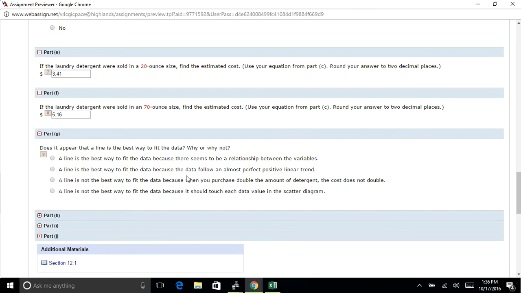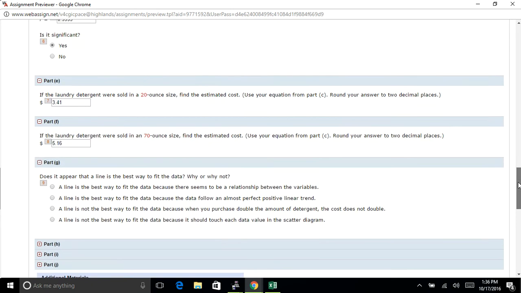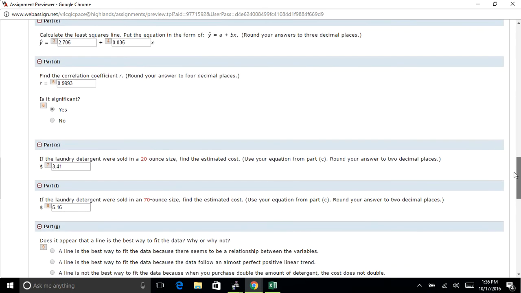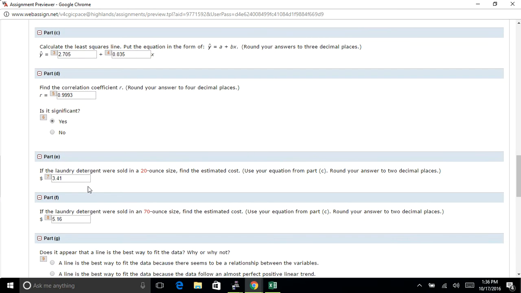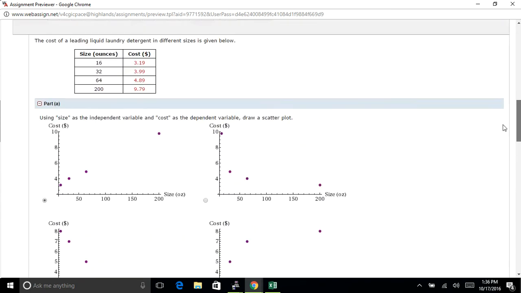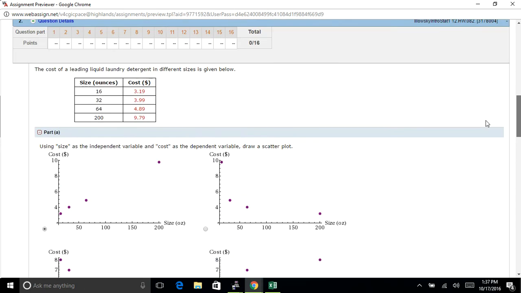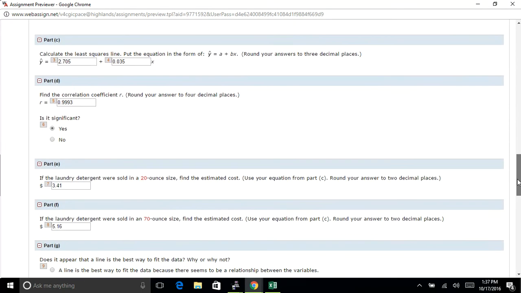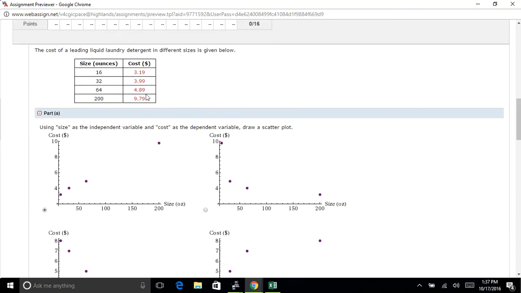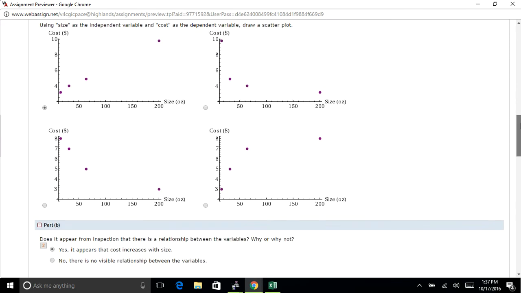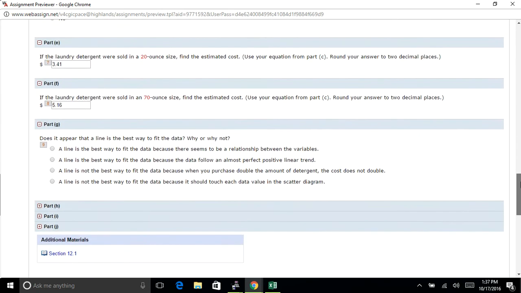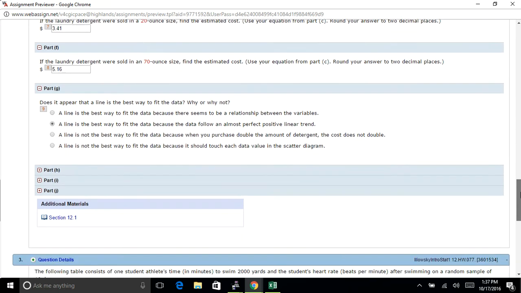Does it appear that there's a line of best fit? Well, yeah, we're seeing that because if you look up here, as the sizes increase, let's look at that 20 ounce, yeah, it falls between what we get for the 16 and the 32. And then how about the 70? The 70 is above that 489. So we're seeing that it's increasing at a really nice positive trend. So yes, the data does fit an almost perfect positive linear trend.